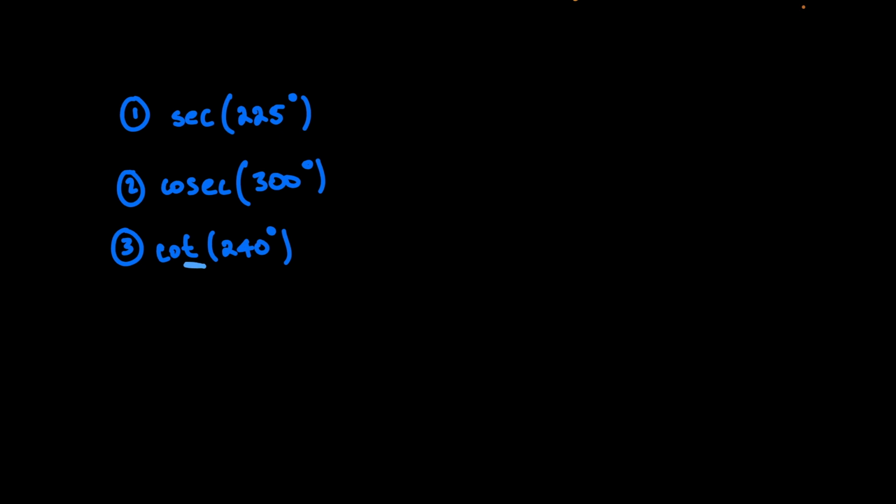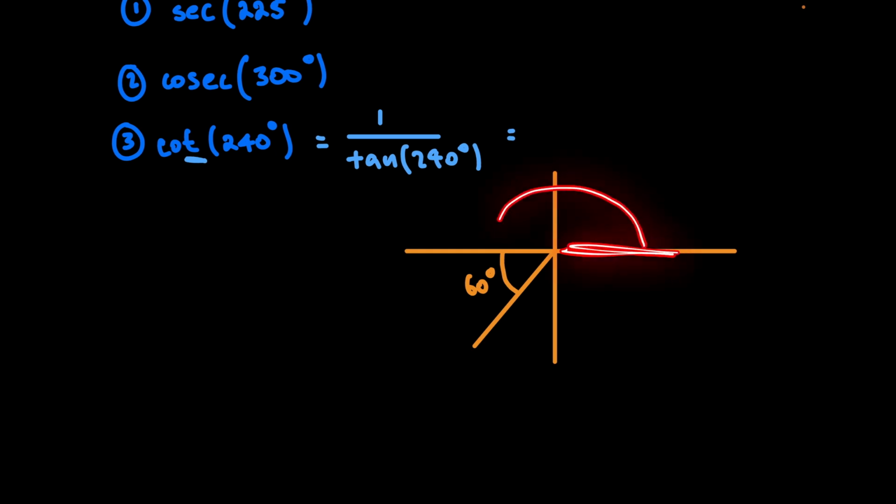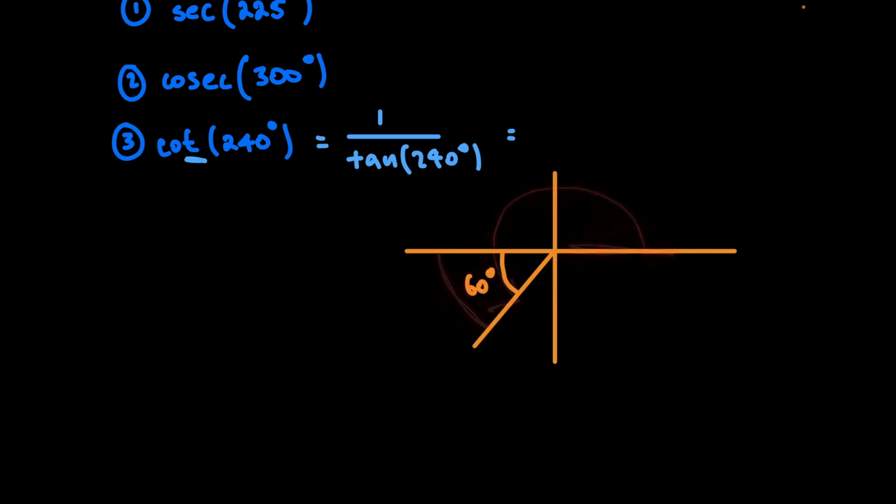Third letter is T, so that means it's 1 over tan. So 1 over tan of 240 degrees. And this here is the same as, well, first we need to work out what tan 240 degrees is. So unit circle, 240 degrees is in our third quadrant over here. Okay, and it has a reference angle of 240 degrees. Sorry, no, it doesn't. It has a reference angle of 60 degrees. The 240 degrees is from here. All the way around to here is 240, but the angle with the x-axis is 60 degrees.